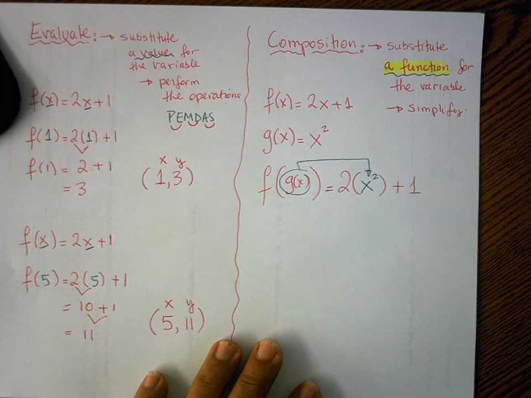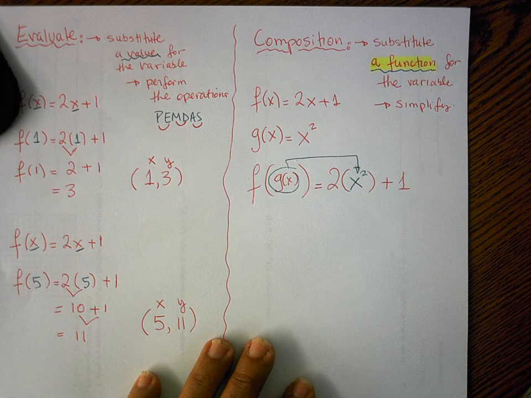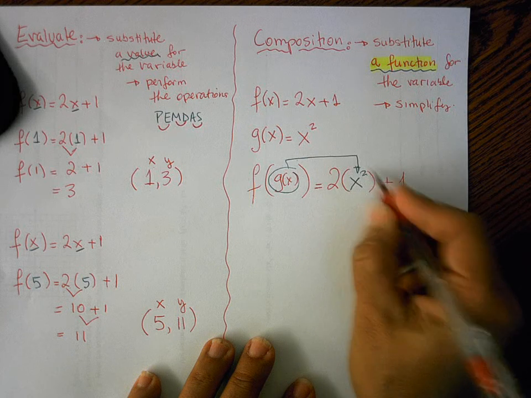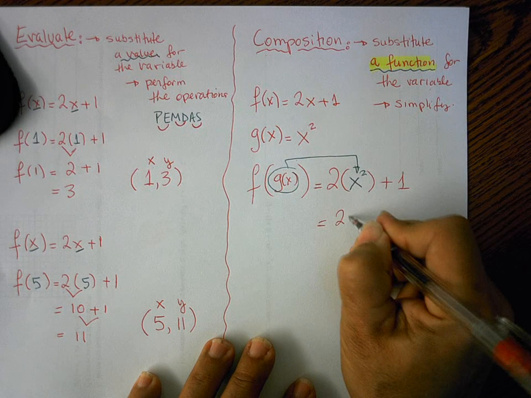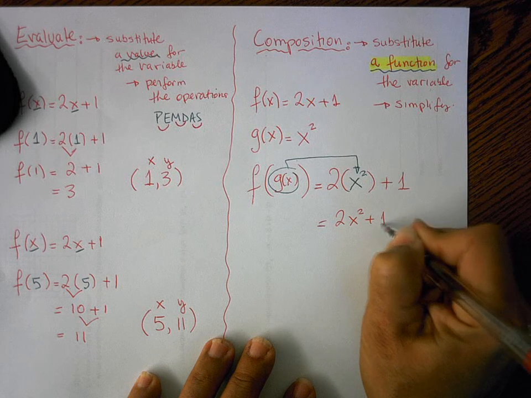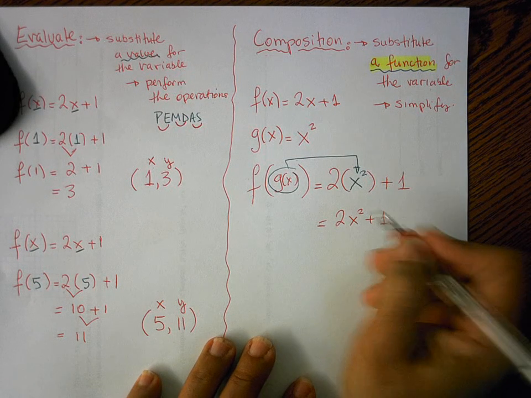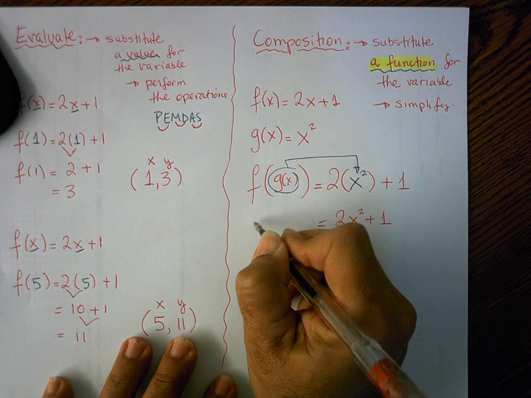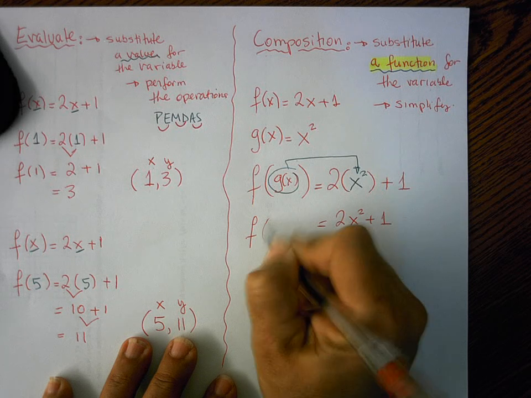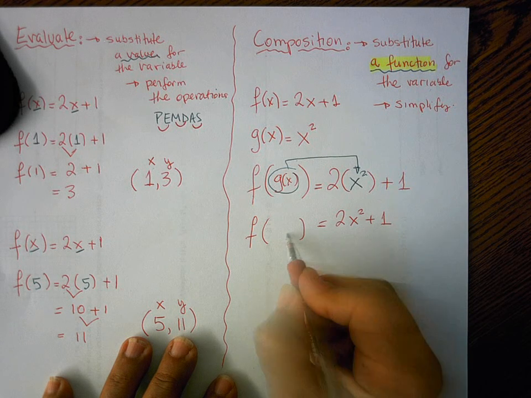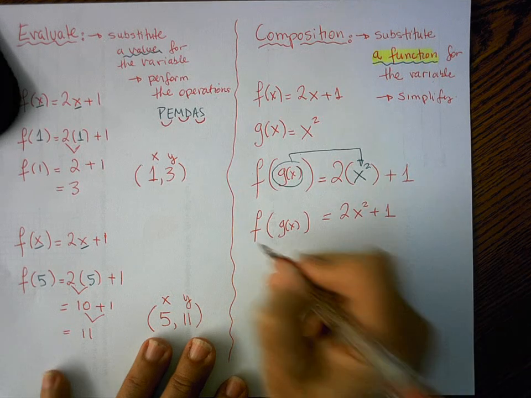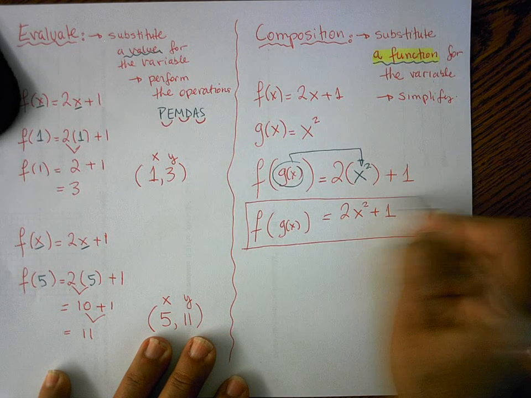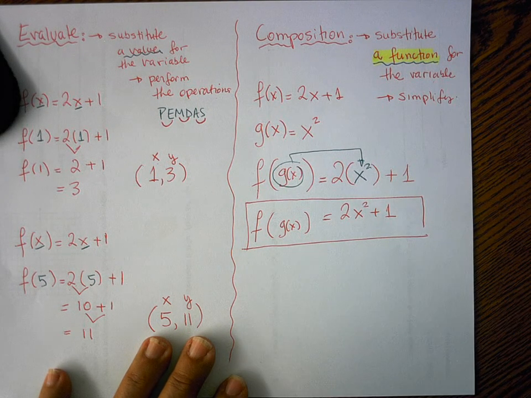And then I simplify it to make it nicer and cleaner. So I really don't need parentheses. I'm doing 2 times x squared, so 2 times x squared plus 1. So the new function is a composition. We say, instead of f of x, we say f of g of x, okay? So that is the new function. I composed one inside of the other, okay?